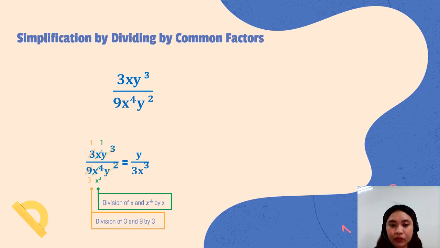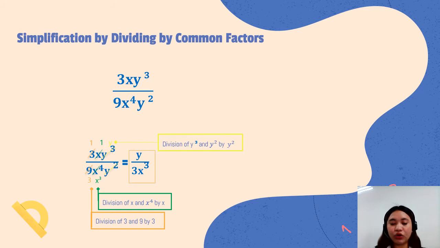Next, we have y. So y raised to 3 and y raised to 2. The common factor of y raised to 3 and y raised to 2 is y squared. In the numerator, we have y cubed divided by y squared, or 3 minus 2, we have 1. So just write it as y. Next, y squared divided by y squared is 1.